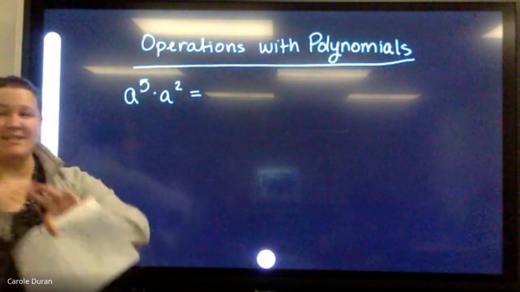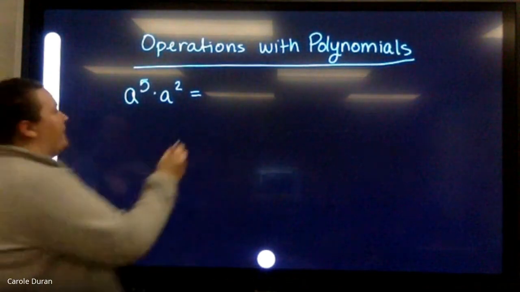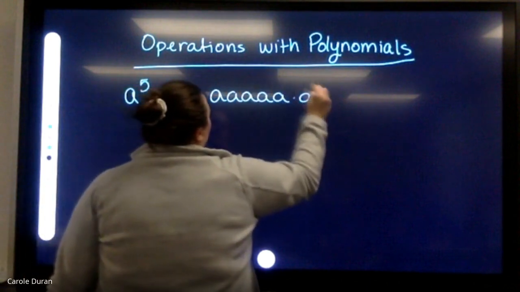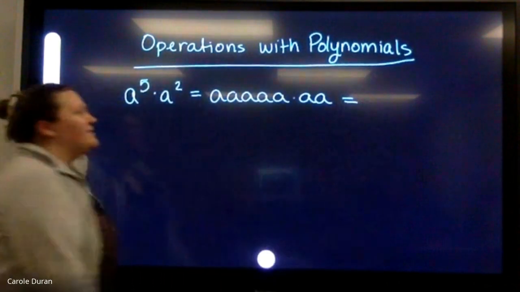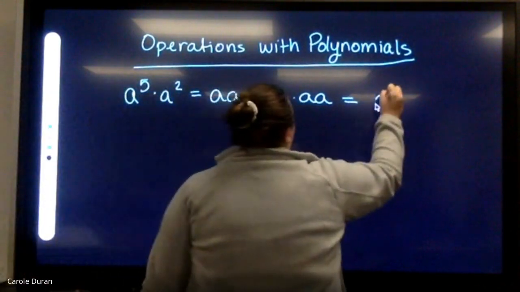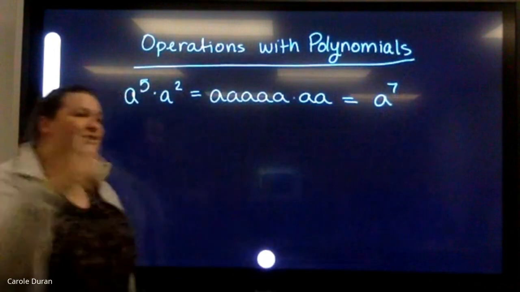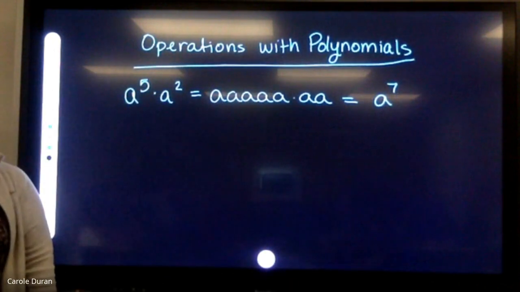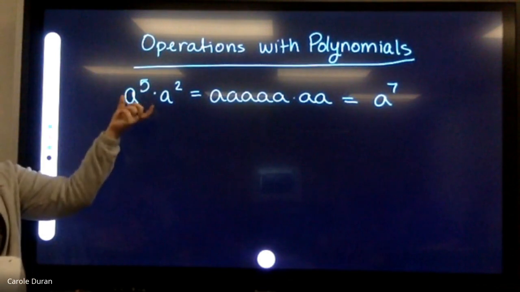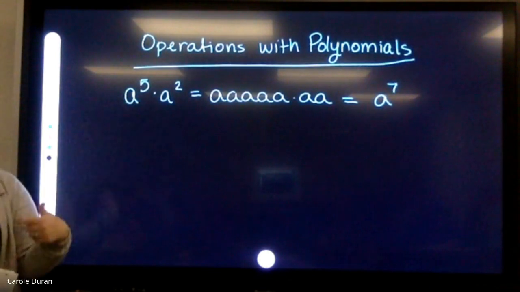Okay, so let's expand it to explore. So this is 5 a's times 2 a's. How many a's do I have in total? 7. So this is the same as a to the 7th. So when I'm multiplying two terms together with an exponent with the same base, so they both have to have an a here or an x or whatever it is, I add their exponents.